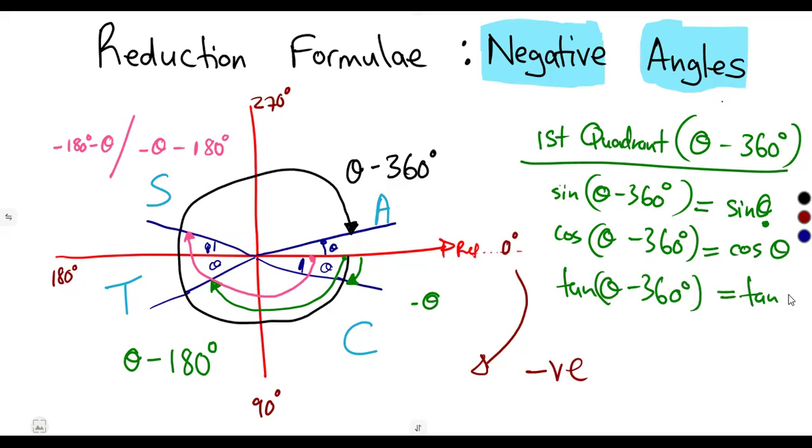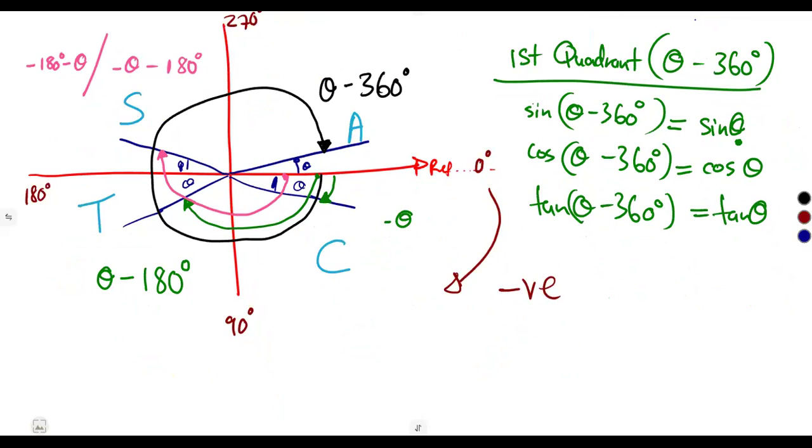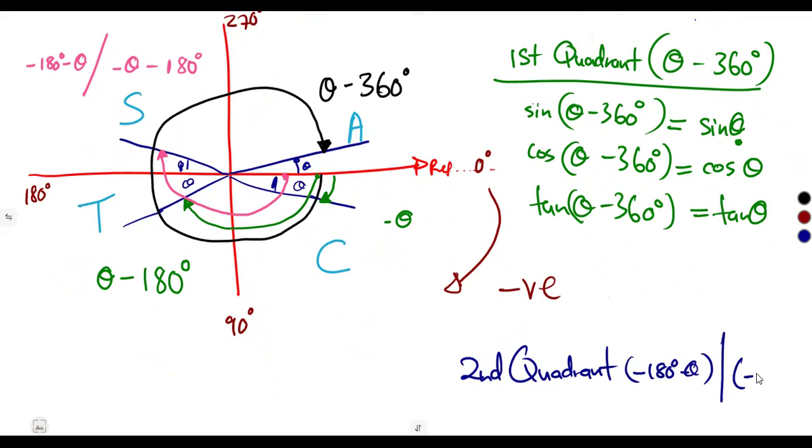All are positive. In the second quadrant, this is the presentation of your second quadrant. This is the quadrant for sine, but the angle is minus 180 degrees minus theta. Like I said, this one can be written as minus theta minus 180. So do not worry, this is just one and the same.